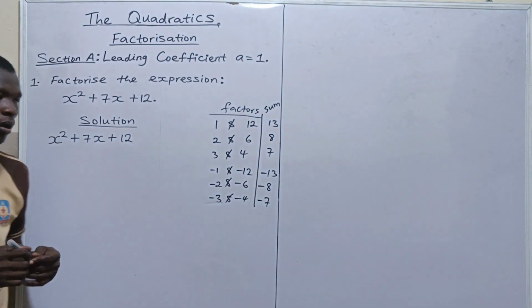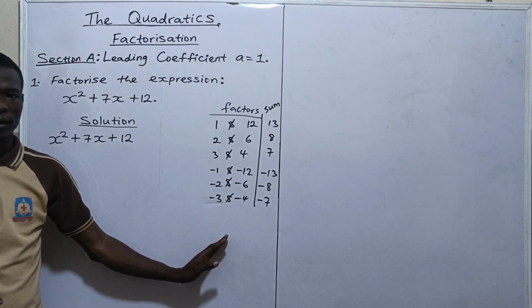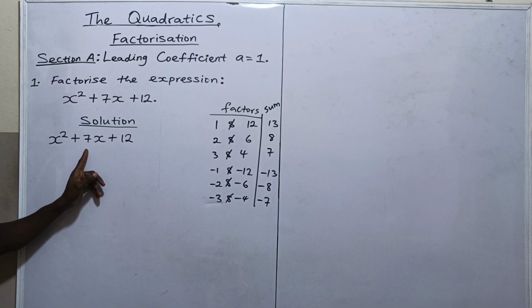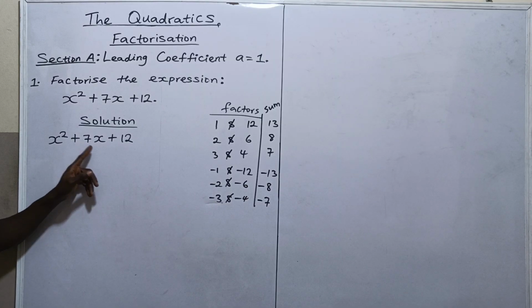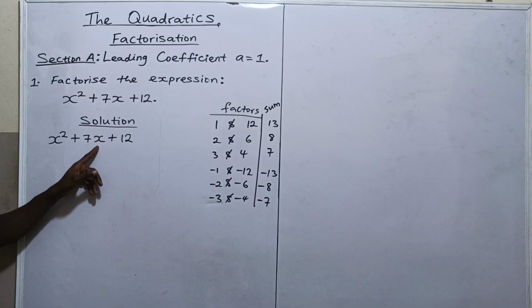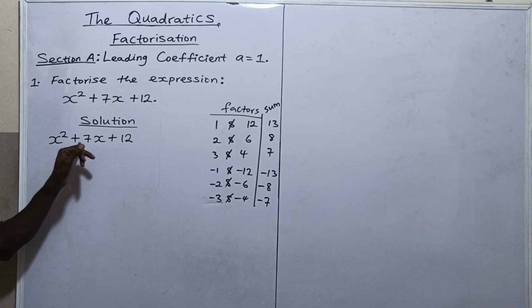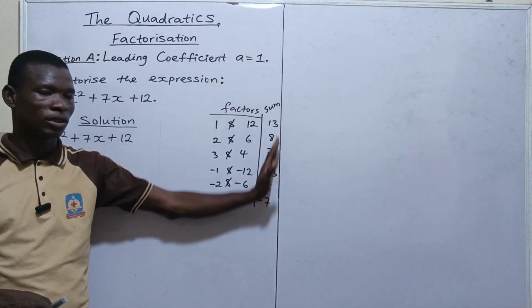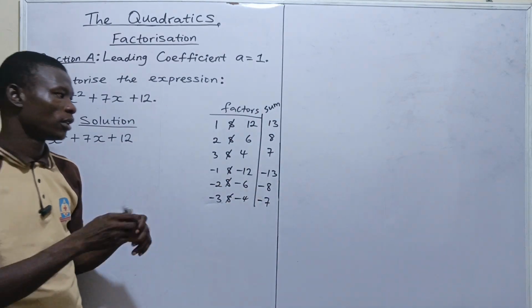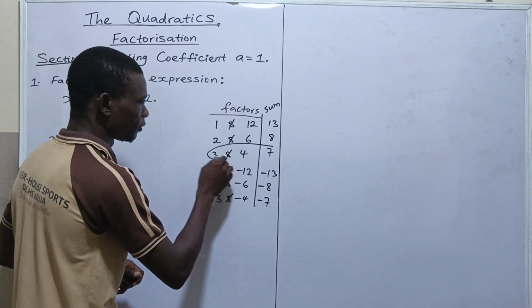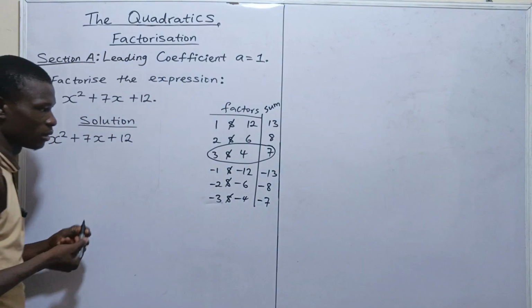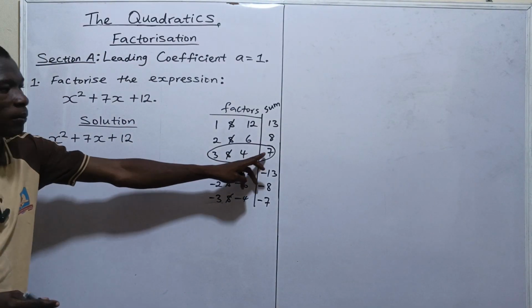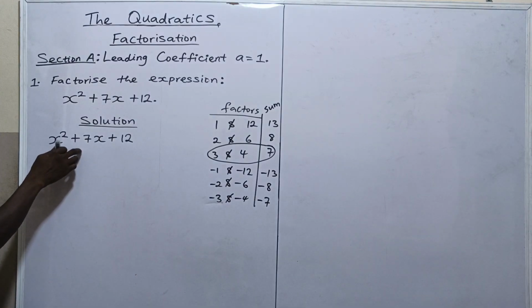Now, which of these are we going to use? We look at the middle term here. The middle term, which is the coefficient of x, is 7. That's 7x rather. And the sign for 7 is positive. So we have positive 7. So which of these ones, this sum, give us positive 7? Of course, this is the one that gives us positive 7. And the numbers that produce positive 7 are positive 3 and positive 4. So we use this plus 3 and plus 4 to reproduce 7 in this expression.